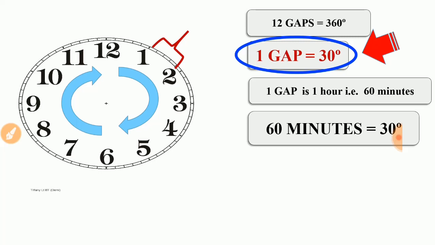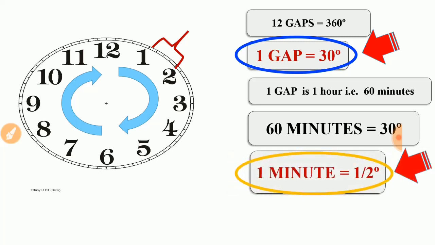Inside that gap, if we find each minute, likewise between 2 and 3, that means in 1 hour you can find 60 minutes. So 60 minutes represents 30 degrees. So you can find that 1 minute is equal to 30 by 60, that is, half a degree. This is the second highlight point, or the second important lesson for solving clock problems. The first point is one gap, 30 degrees. The second point is 1 minute, half a degree.